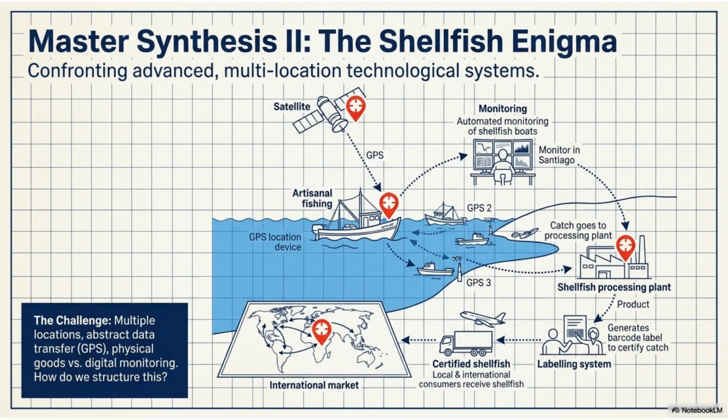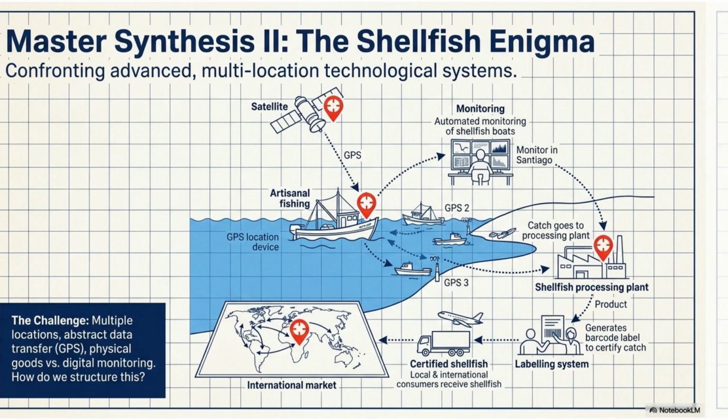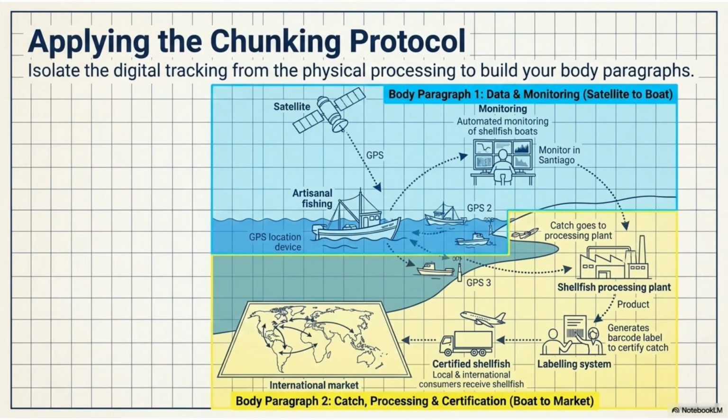The challenge here is bridging the gap between physical goods and abstract data transfers, such as GPS monitoring. We must structure this clearly. To tackle this, apply the chunking protocol. By isolating the digital tracking from the physical processing, you create a logical structure for your 2 body paragraphs.